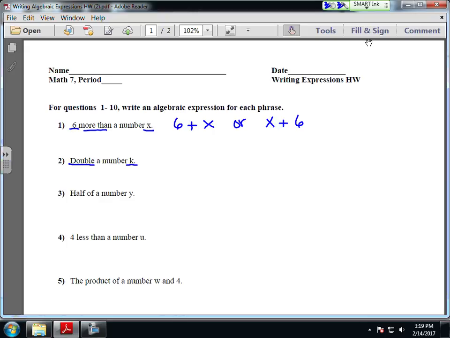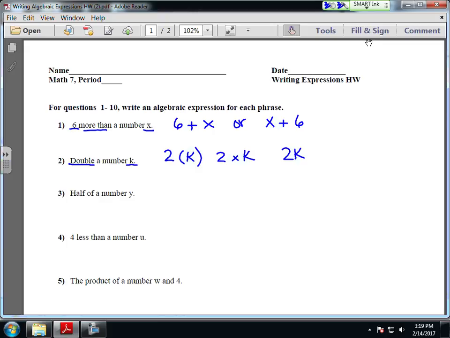Double means multiplication, and not just multiplication. What are you multiplying by? You're multiplying by 2. So you can put 2 times K. You could do 2 times K, although that looks really confusing, having 2 letters next to each other. But the 7th grade way that you're going to see this is 2K, which really does mean 2 times K.